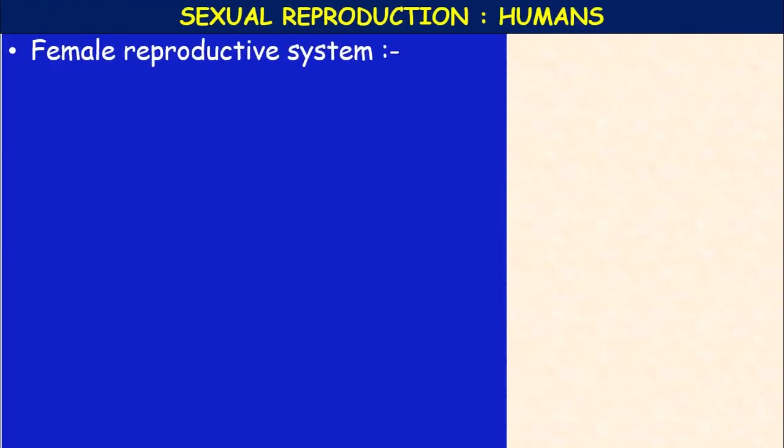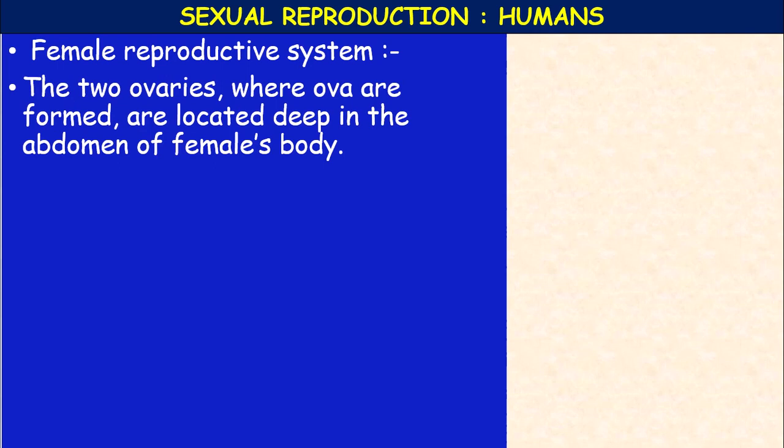Female reproductive system. The female reproductive system has a pair of ovaries, a pair of fallopian tubes, the womb. The main female reproductive organs are a pair of ovaries. Okay, 2 ovaries.